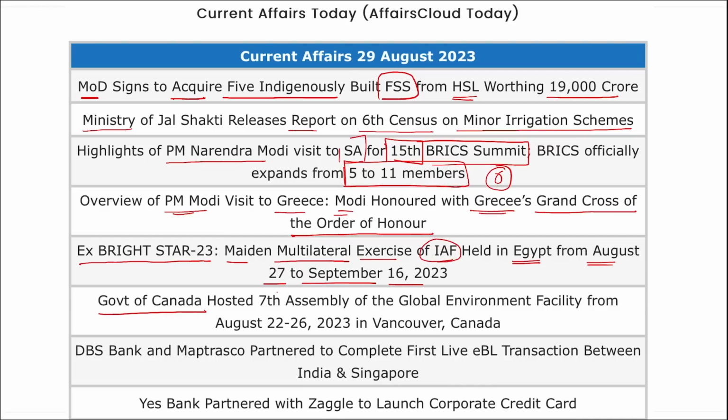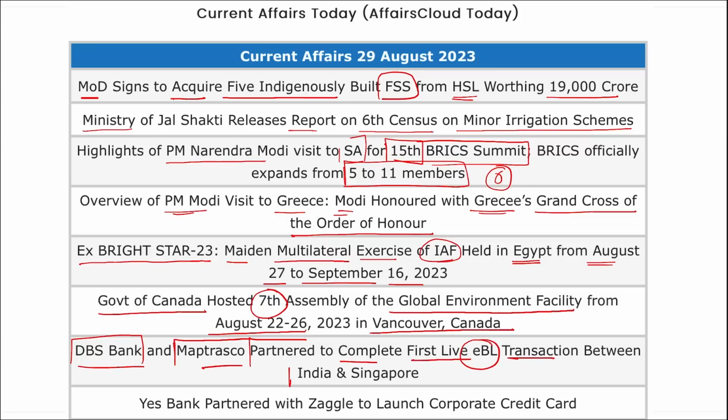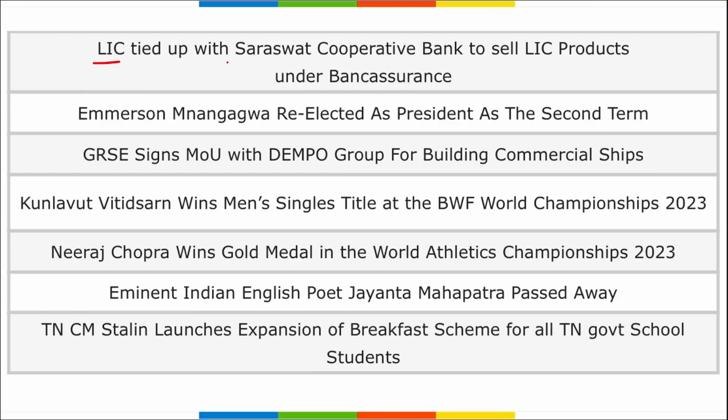Government of Canada hosted the 7th Assembly of the Global Environment Facility from August 22 to 26 in Vancouver, Canada. DBS Bank and MapTrasco have partnered to complete the first live EBL transaction between India and Singapore. Yes Bank has partnered with Zaggle to launch a cooperative credit card. LIC tied up with Saraswat Cooperative Bank to sell LIC products under Bancassurance.